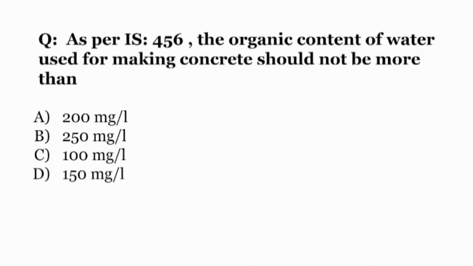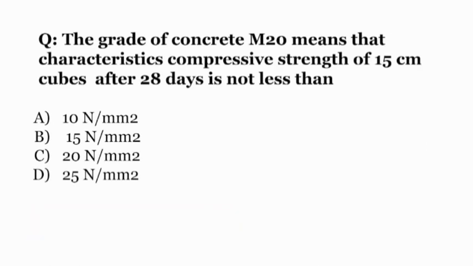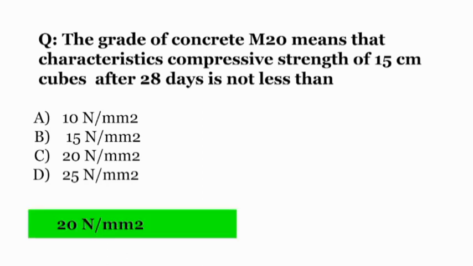As per IS 456, the organic content of water used for making concrete should not be more than 200 mg per liter, 250 mg per liter, 100 mg per liter or 150 mg per liter. The correct answer is option A, 200 mg per liter. The grading of concrete M20 means that the characteristic strength of 15 cm cube after 28 days is not less than 20 Newton per mm square. That is the characteristic strength of concrete after 28 days.